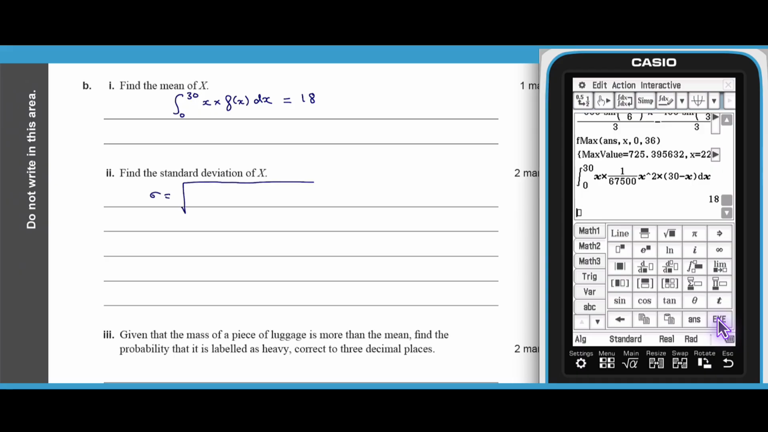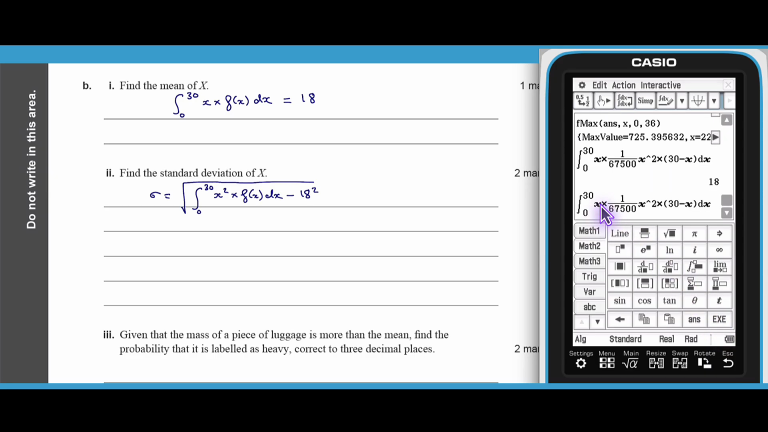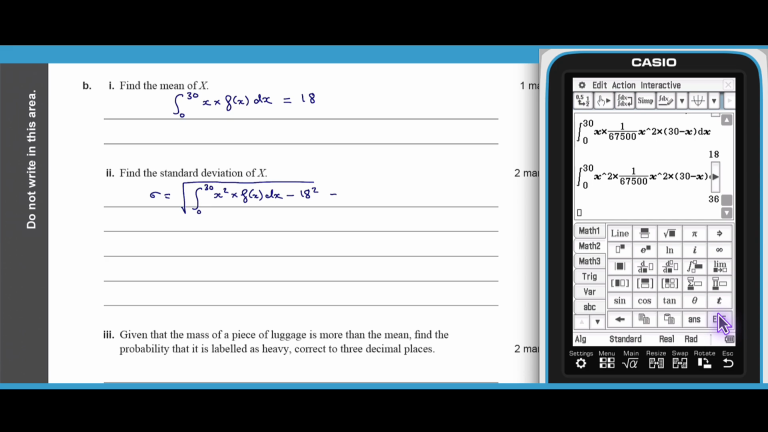I'm going to use this formula for the standard deviation of a continuous random variable. To evaluate this, I will use the definite integral already entered, changing the x to x squared and then subtracting 18 squared. With a result of 36 for the variance, the standard deviation will be the square root of that, which is 6.